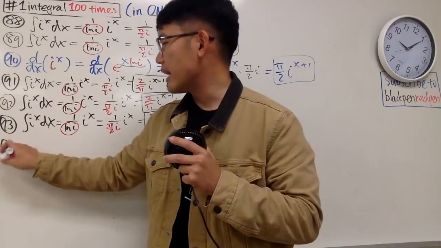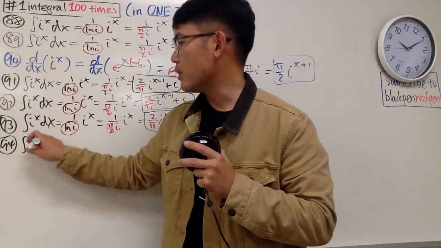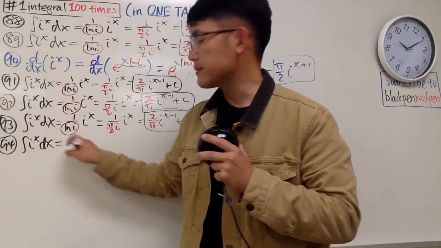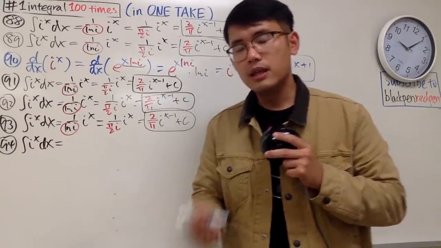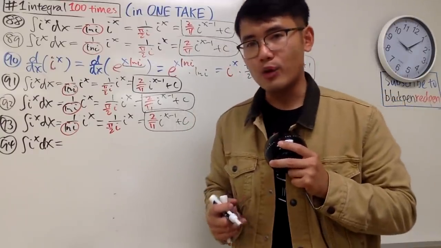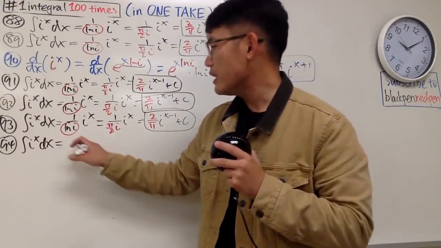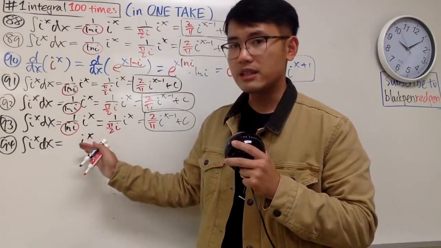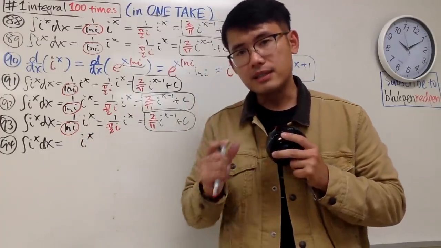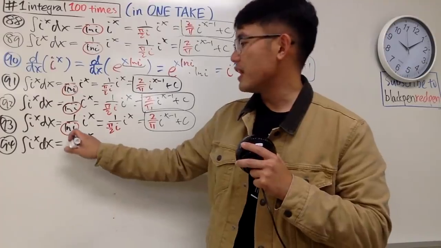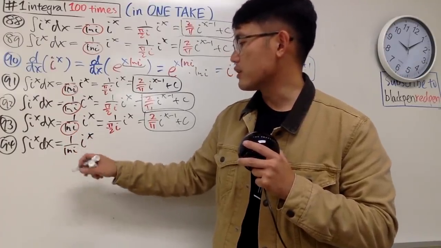Continue, we get 94, which is the integral i to the x power dx. Well, to do this, you see, we don't have e to the x power. It's not that bad at all, because right here we can write i to the x just like this. It repeats. The base is a constant. All you have to do is divide it by natural log of the base, like this.